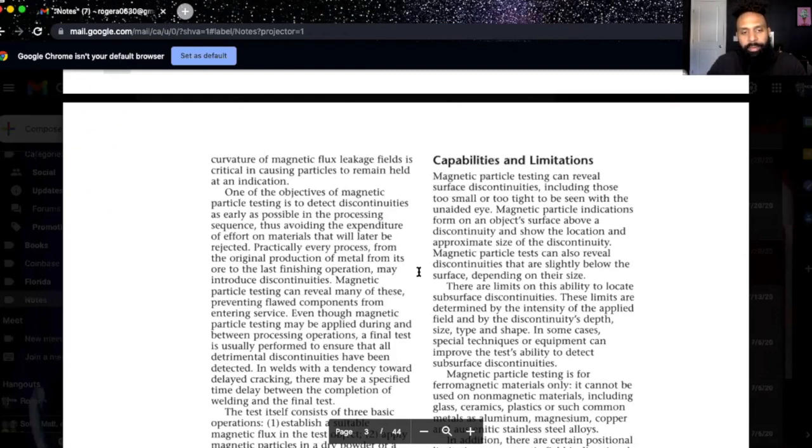Even though magnetic particle testing may be applied during and between processing operations, a final test is usually performed to ensure that all detrimental discontinuities have been detected. In welds with a tendency toward delayed cracking, there may be a specified time delay between the completion of welding and the final test.